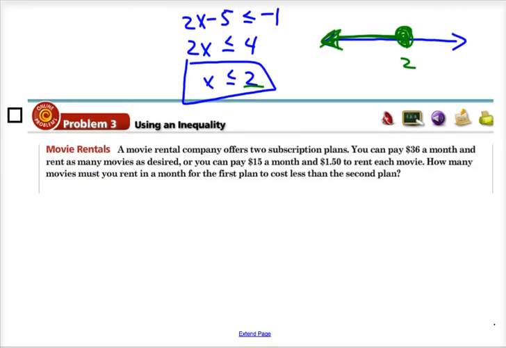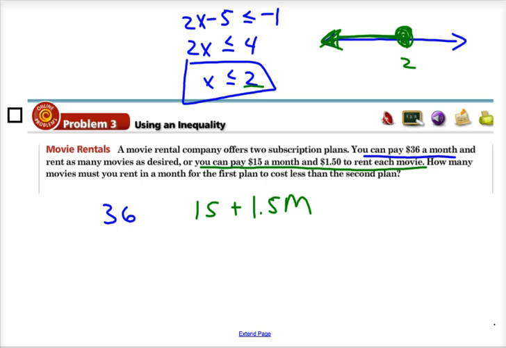A movie rental company offers 2 subscription plans. You can pay $36 a month and rent as many movies as desired, or you can pay $15 a month and $1.50 to rent each movie. So there's 2 things. There's $36 a month, and the other thing is $15 a month and $1.50 for each movie. If I was that person, I would give them $15, but I would have to add $1.50 for every movie that I rent. So if I rented 1 movie, it'd be $16.50. If I rented 2 movies, it'd be $1.50 times 2, which is 3, plus 15, $18. That would be for the month.